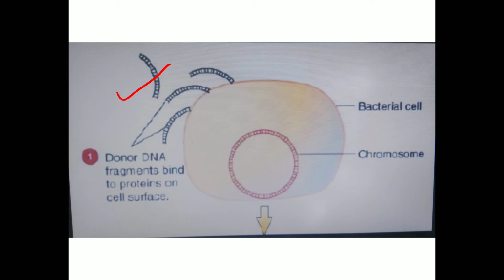This is the bacterial cell, as indicated in the diagram. Next, this is the chromosome, called the bacterial chromosome, which is present inside the bacterial cell. So what happens in the first step? Donor DNA fragments, double stranded DNA fragments, bind tightly to the proteins present on the outer surface of the cell wall of the bacteria.